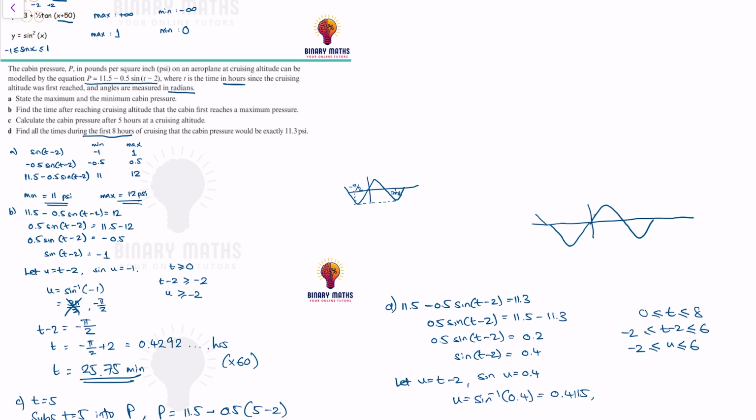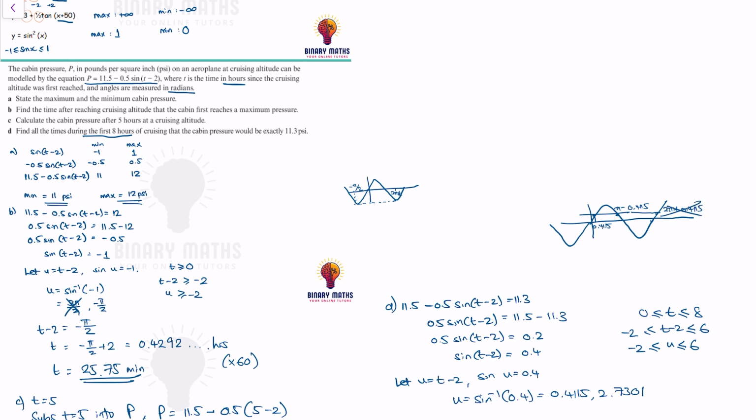Okay, so this is 0.4115, sorry. If I want to find the next one, I do pi take away 0.4115, which is equal to 2.7301. In order to do the next one, it's the same thing as 2 pi plus 0.4115, but that's going to be greater than 6, so that won't work out.